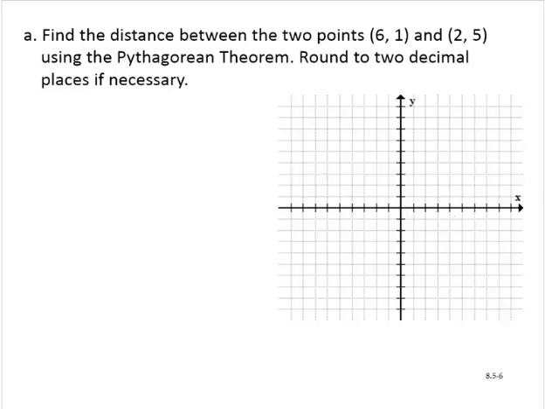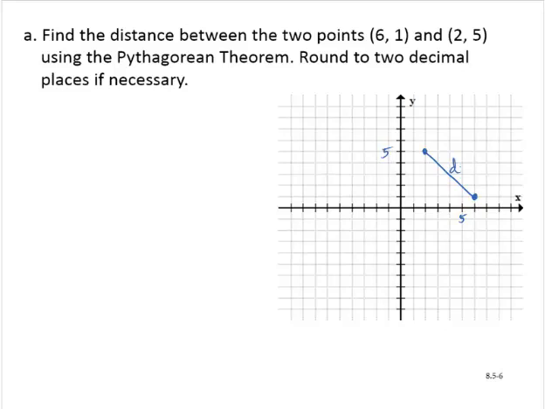I'm just going to use a scale of 1 on each axis. So then the point (6, 1) is here and (2, 5) is here. The distance between those 2 points is the straight line distance of the line segment that connects the 2 points. So we want to find that distance. I'm going to call it D.